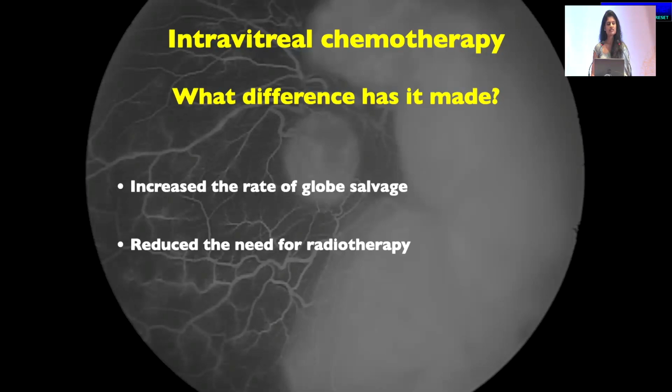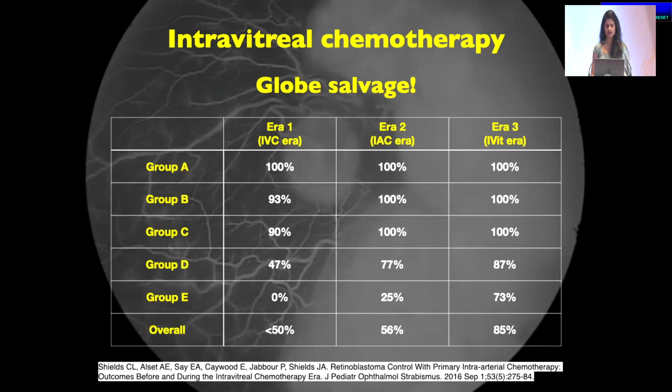Now, what difference has it made? It definitely has made a lot of difference. It has increased the rate of globe salvage and reduced the need for radiotherapy, because previously if it was diffuse vitreous seeds, which could not be managed with other forms of chemotherapy, we would just send them for radiotherapy, which is no longer done because we have intravitreal chemotherapy.